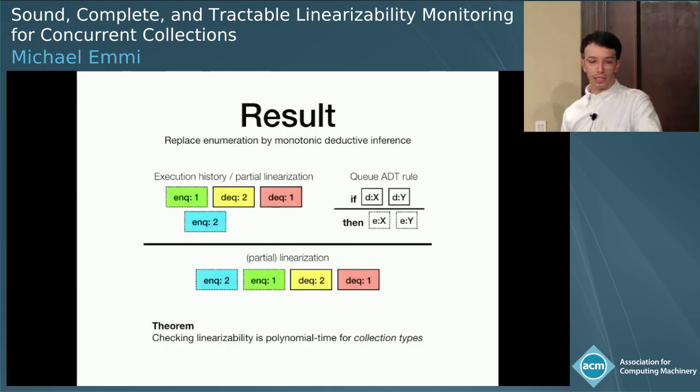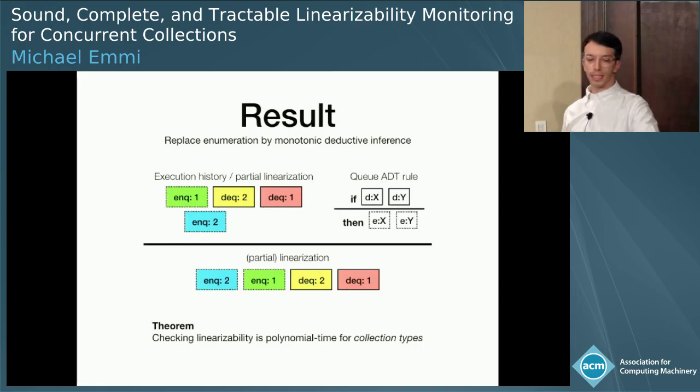Intuitively, the way we're going to do this is to replace this blind enumeration of possible linearizations with a more monotonic style of reasoning based on deductive inference. And in particular, I'm going to talk about inference over a predicate in a logic that represents the linearization order. So just again, considering the same execution history, we can view this as a partial linearization in some sense, in which the order of operations, if one operation returns before another one is called, there is a linearization constraint between the two.